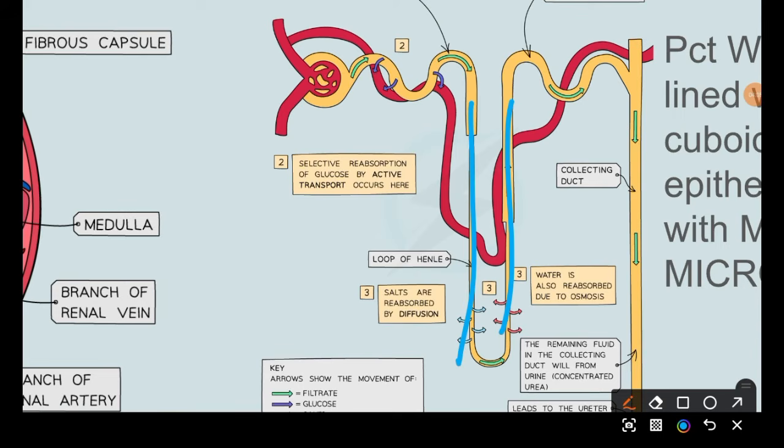It creates concentrated urine by the descending limb having narrow, thin walls and highly permeable to water, and the ascending loop having wider, thicker walls impermeable to water, and it also has protein pumps.